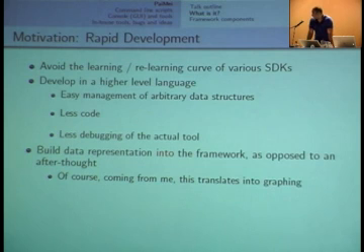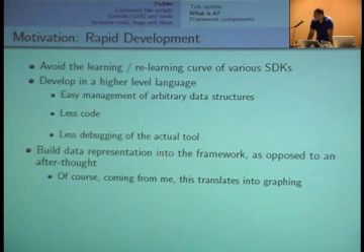I also want to develop in a higher level language. While I can code in C, it's a lot easier to manage and build arbitrary data structures in a higher level language like Python. It's also less code, and it's less debugging of the actual tool. I don't want to spend half an hour tracking down the missing semicolon, I just want to be able to write it and go and focus on just the tool.